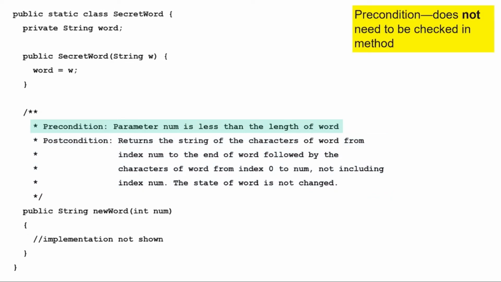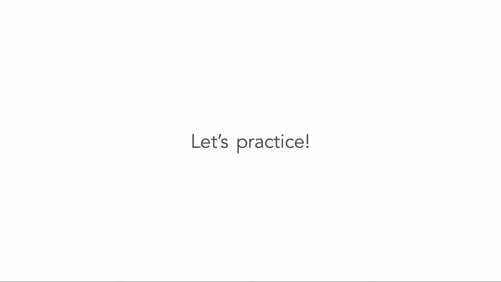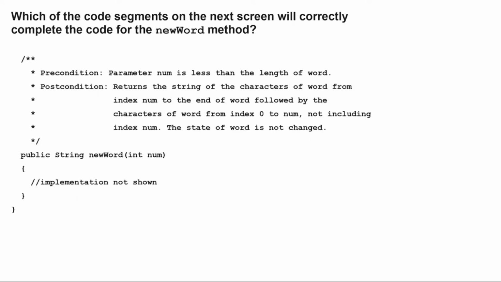Remember, the precondition does not need to be checked. Assume it's true and move on. The postcondition tells us what we should be returning as well as the limitation of what should not be changed. In this case, the state of word is not changed. Let's practice. Which of the code segments on the next screen will correctly complete the code for the newWord method?